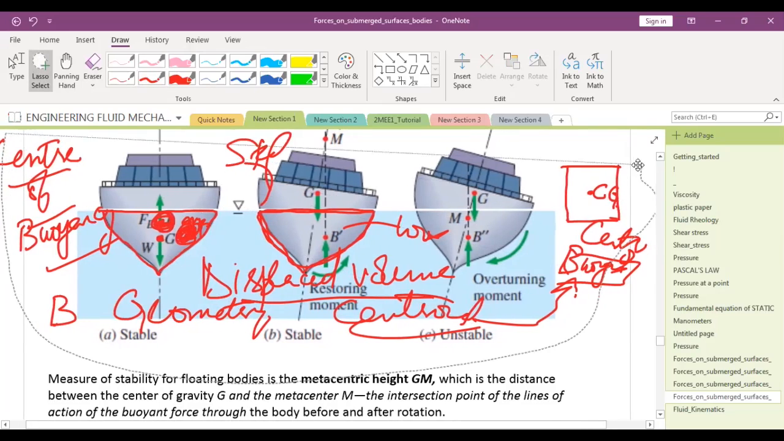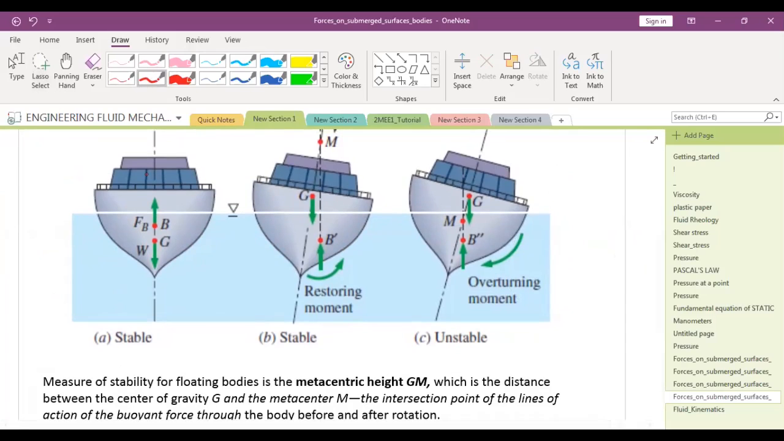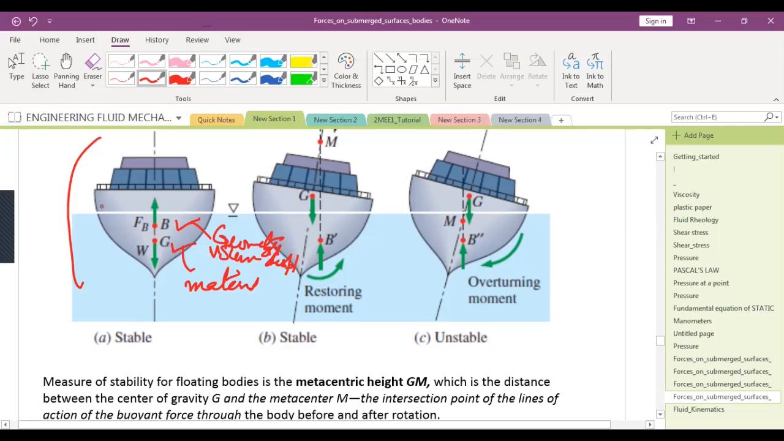Now, as we saw in the experiment also, two points are clear: center of gravity and center of buoyancy. Center of gravity depends on the material, center of buoyancy depends on the geometry of the displaced volume. The center of gravity will depend on both, material and geometry, but for a given body, G will be a constant. G is not varying at all.